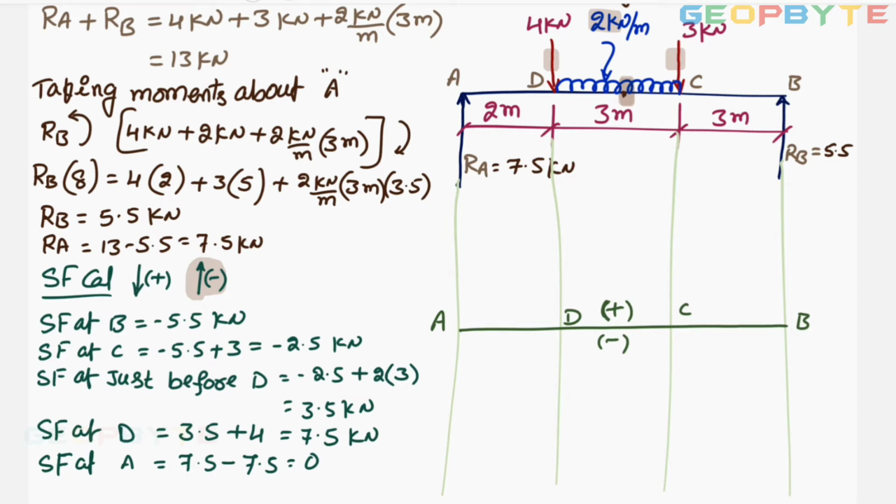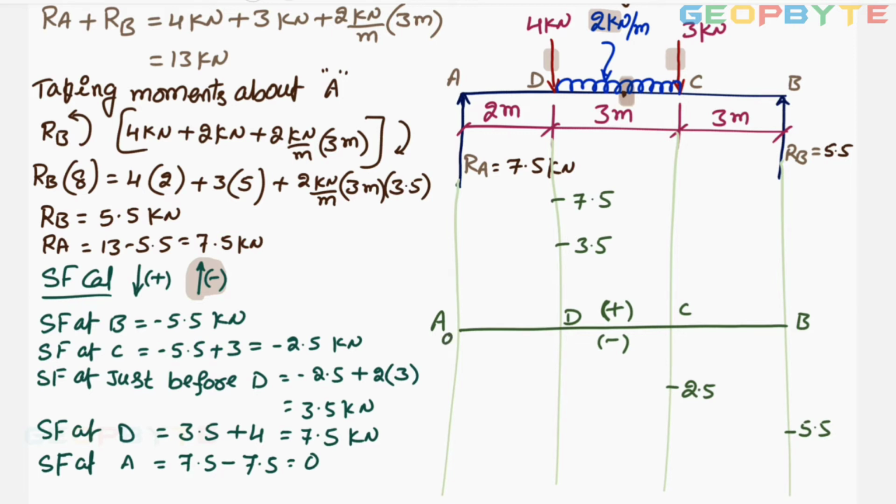Look at the SF at B. SF at B minus 5.5 somewhere here. Similarly, SF at C minus 2.5. SF at just before D 3.5. SF at D 7.5. SF at A 0.